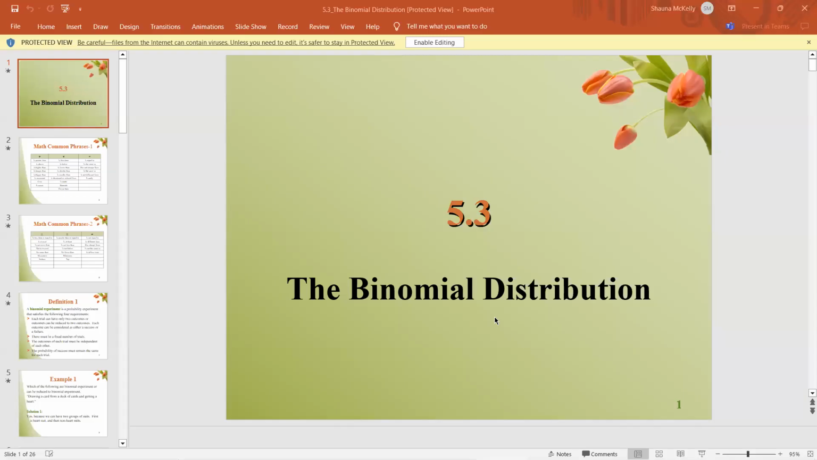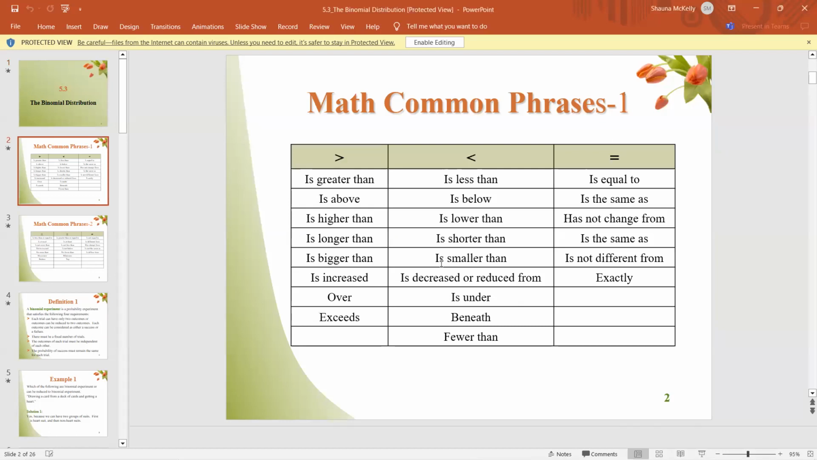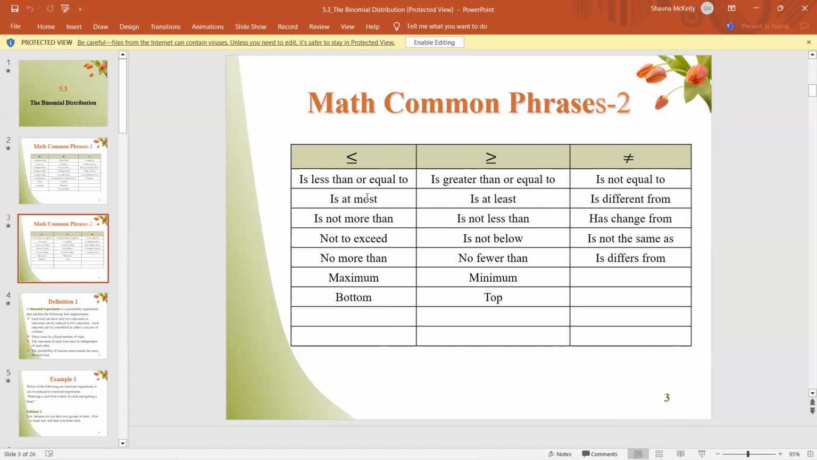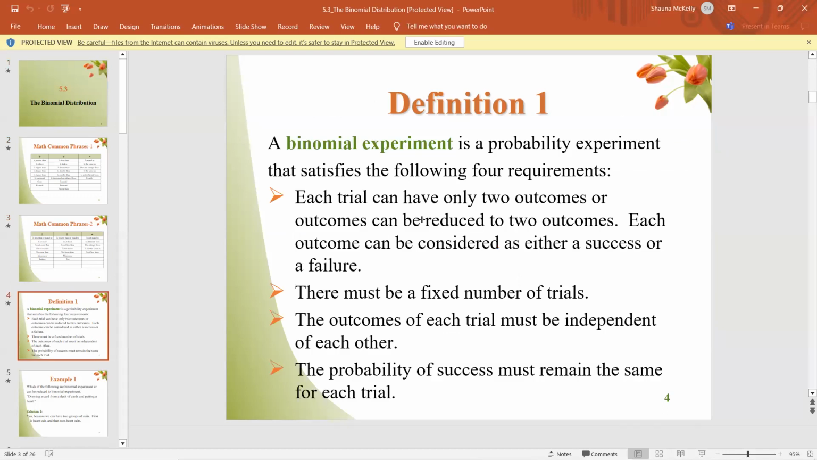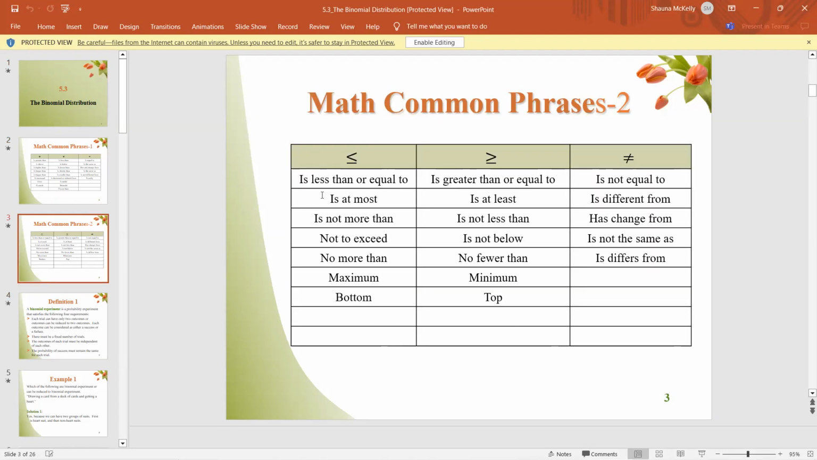If you look at the math common phrases chart, she gives you a bunch of phrases here, and all of these phrases translate to the symbol that's above them. So if you ever see greater than, higher than, bigger than, increase, all of that, that's greater than. If you have less than, that is different from greater than. But notice here: is at most, is less than or equal to; is at least, is greater than or equal to. So is no more than or is not more than, is less than or equal to; is not less than, is greater than or equal to.